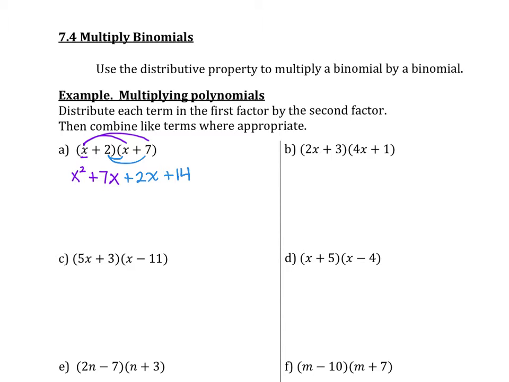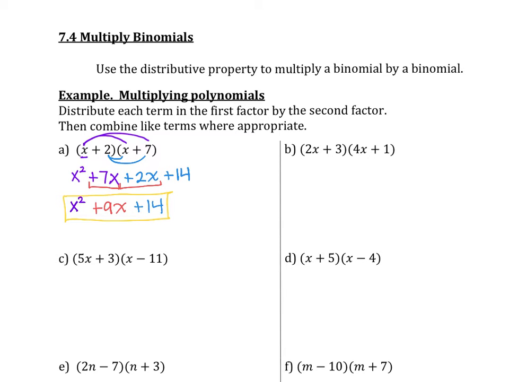I'm going to combine my like terms and try to put it in standard form. So the x squared has no like terms, so I'll leave that the same. I see I have a 7x plus a 2x, which gives me a positive 9x. And then the positive 14 also has no like terms. So this is my final answer. When I do x plus 2 times x plus 7, I get x squared plus 9x plus 14. And of course, you'll show me the middle step always.